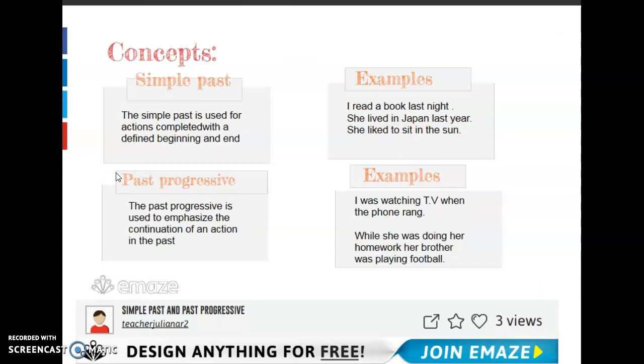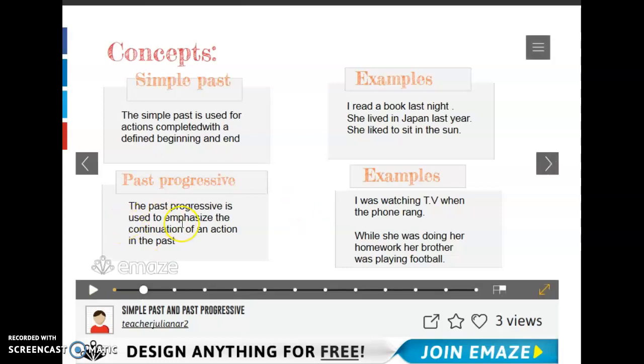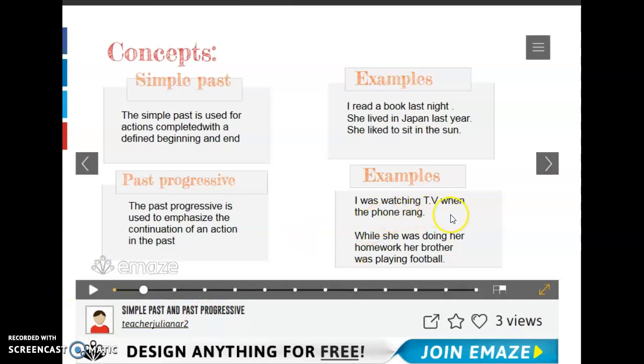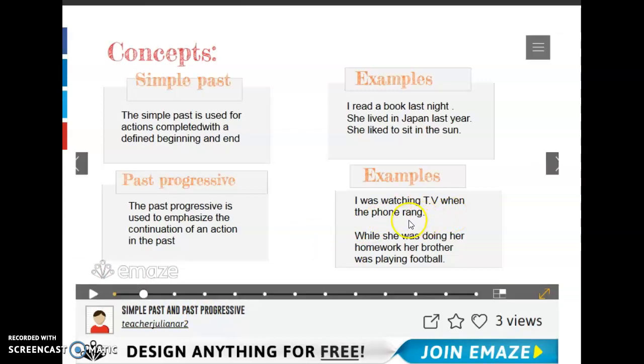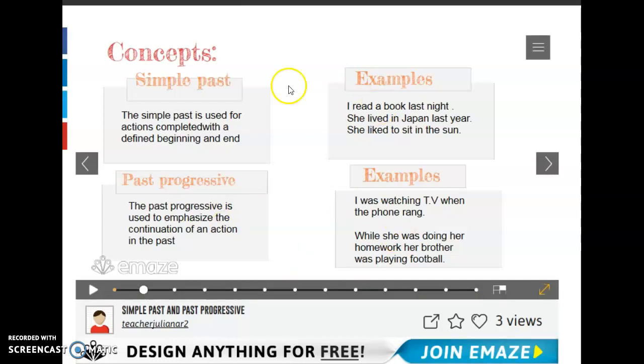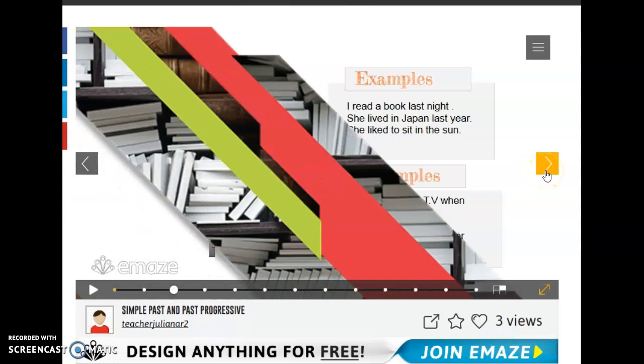What is the past progressive? The past progressive can be used to describe an activity in the past which was interrupted. For example, I was watching TV when the phone rang, or he was painting the door when a bird struck the window, or they were sleeping when the alarm went off. These are the concept and the examples.